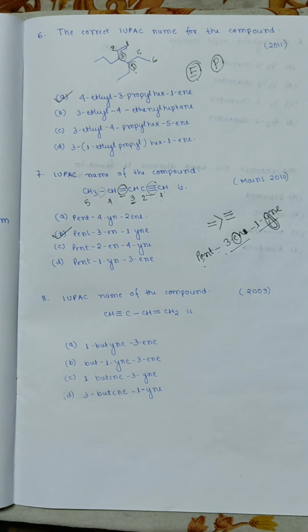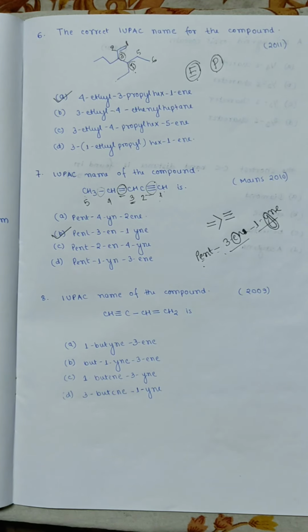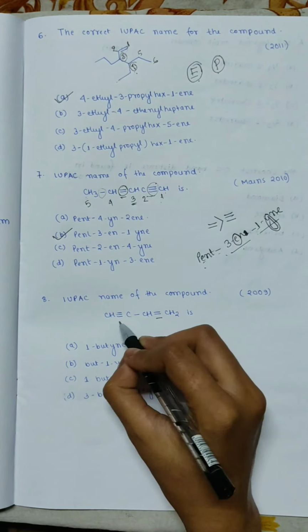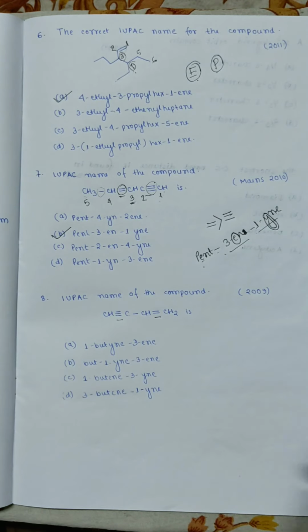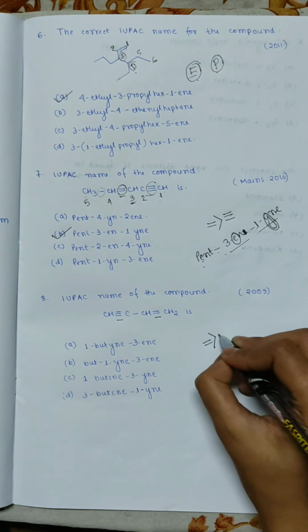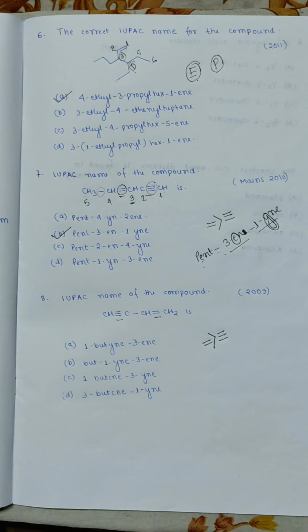Let me know which one you have chosen as the right option and mention it in the comment section. After that, let me come to question number 8, which came in the exam of 2009. In this case, again there is a double bond and a triple bond. As I have mentioned earlier, the double bond has a better priority than the triple bond. So in this case, we can easily understand from which side I should start numbering the parent chain.